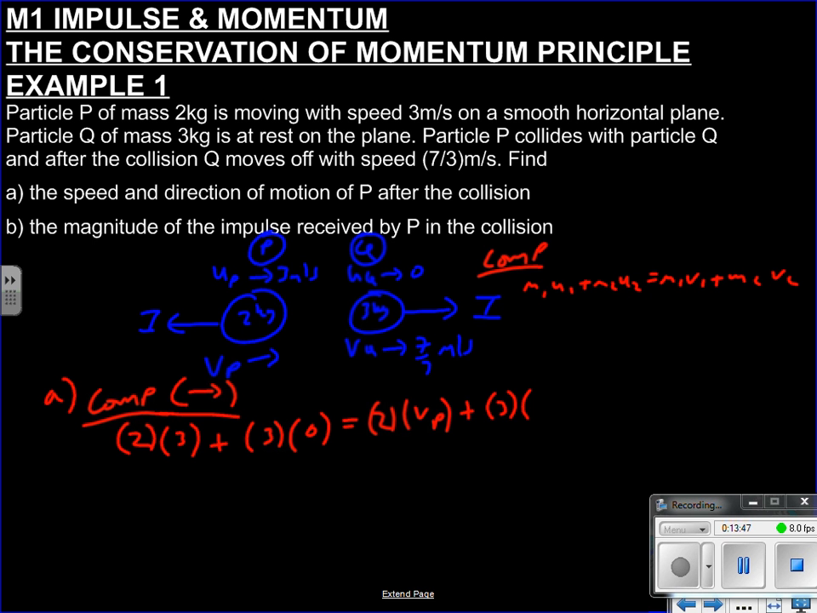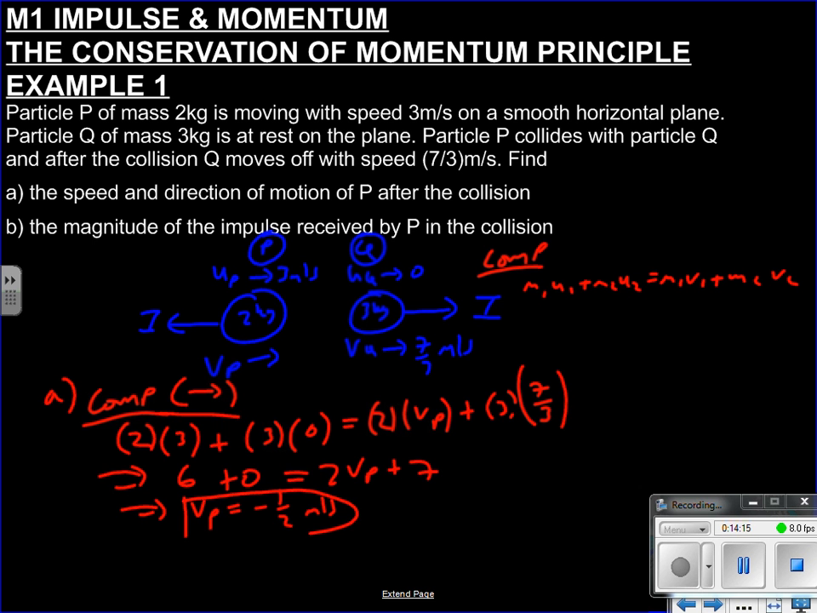Plus 3, 7/3. So, we can find this now, because that's 6 plus 0 equals 2VP plus 7. So therefore VP must equal 6 take 7 is minus 1, so minus a half meters per second. So therefore, direction is reverse.